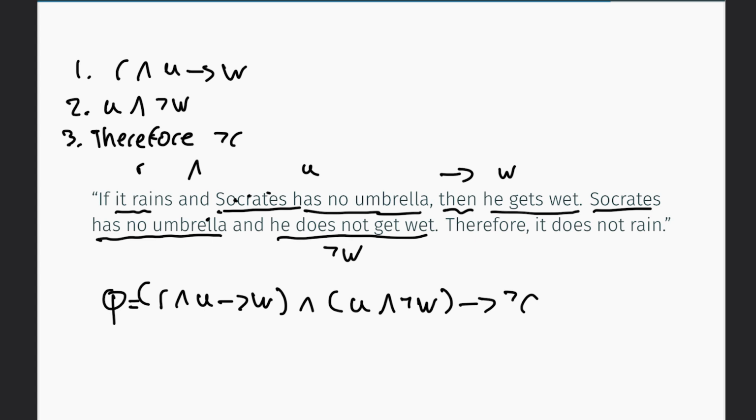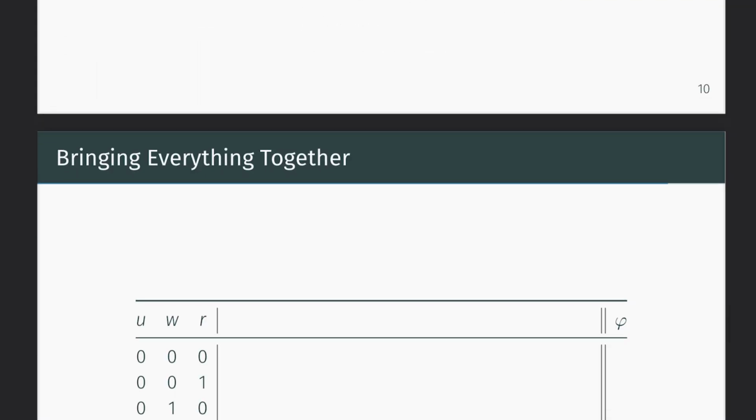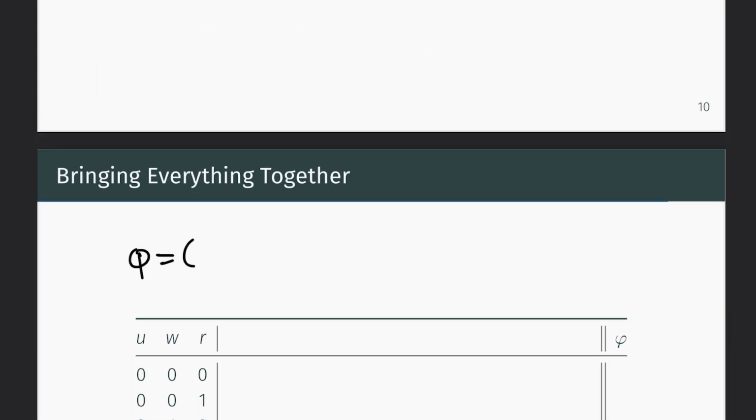Okay, so this is very cool. So at least I think it's very cool. So now let's make a truth table for this. So let's write it down again here. So phi is equal to R and U implies W and U and not W implies not R.